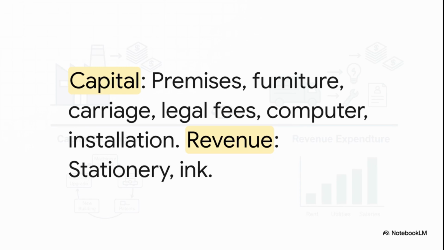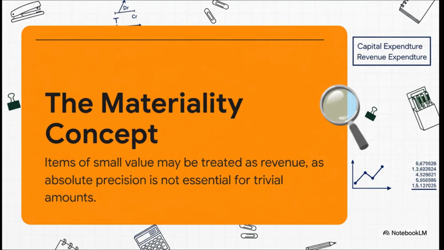Now, you might be looking at stationery and small office equipment and thinking, wait a minute, is a stapler a physical asset? And technically, you'd be right. But this is where a really practical accounting rule called the materiality concept comes into play. It basically says that for tiny, trivial amounts, it's just not worth the time and effort to capitalize them and depreciate them over the years. The impact on the big financial picture is just too small to matter.